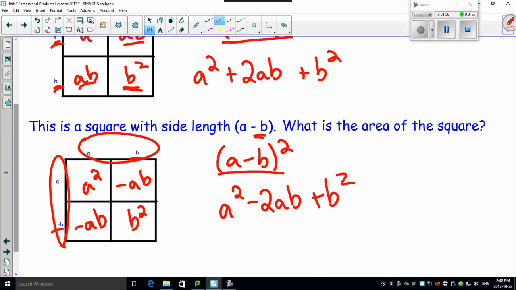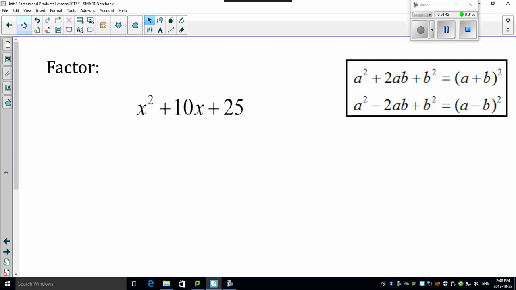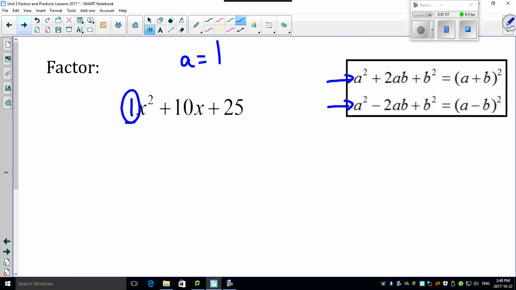Now, how is this going to benefit us at all? Let me show you the next question. Okay, I've written them up here so that you can see what they look like, and we can refer to them. Now, look at this. There is your a squared. That a squared is 1, so if you were to square root that, a works out to be 1. Look at this. This would be your b squared. Square root it, that's of course 5.